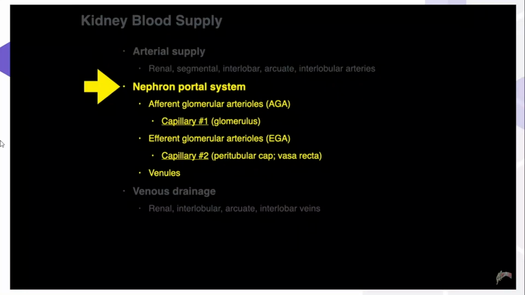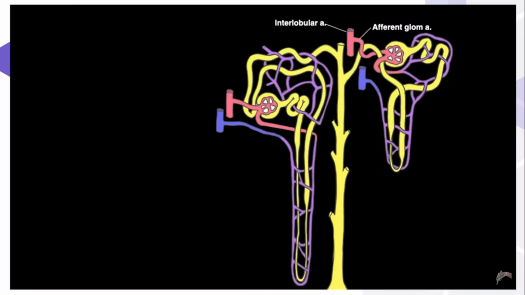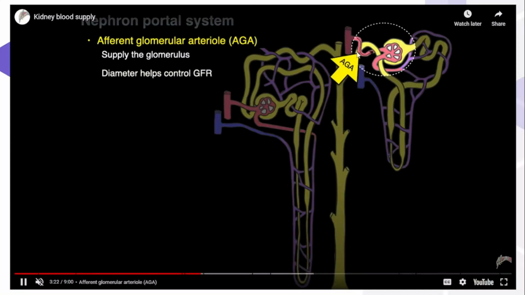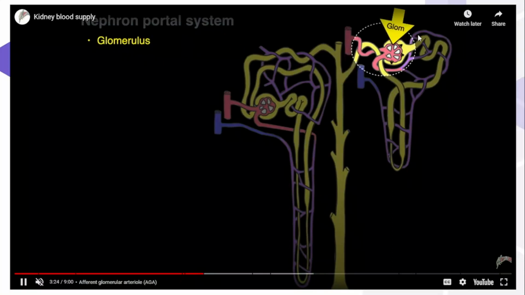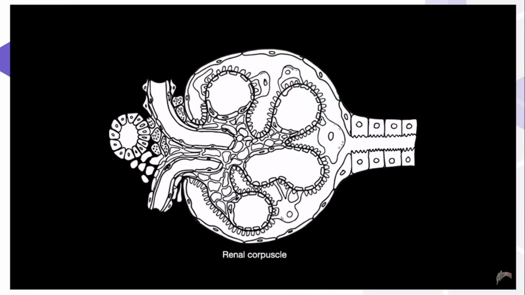Now we come to the nephron portal system. It is divided into three parts, beginning with the afferent glomerular arteriole. The interlobular artery gets converted into the afferent glomerular arteriole, which supplies the glomerulus. This is the glomerulus, the first capillary of the nephron portal system. Blood is filtered here and filtrate is formed.